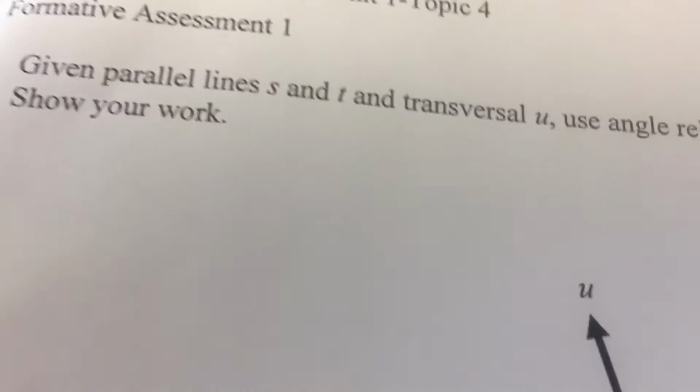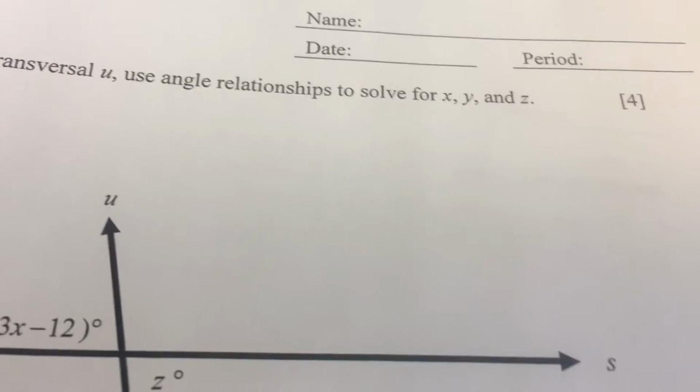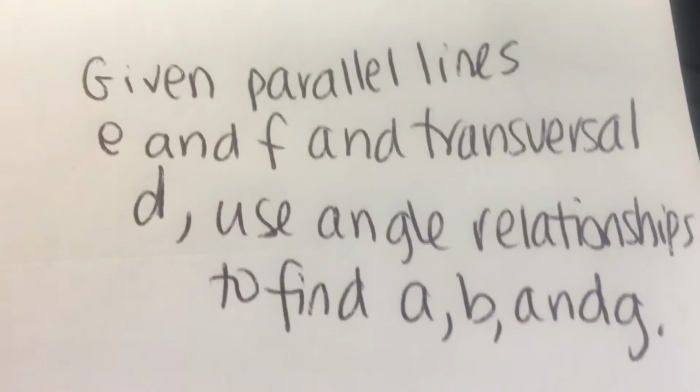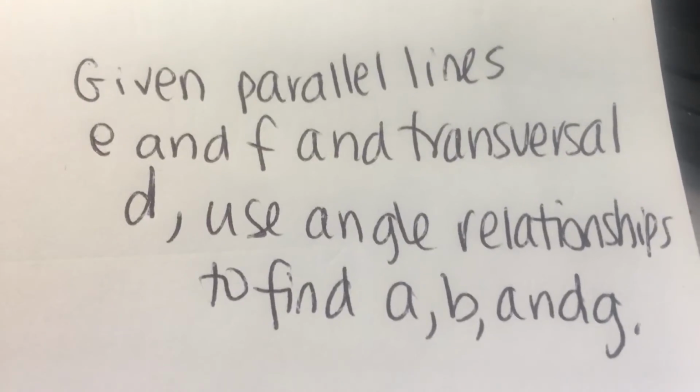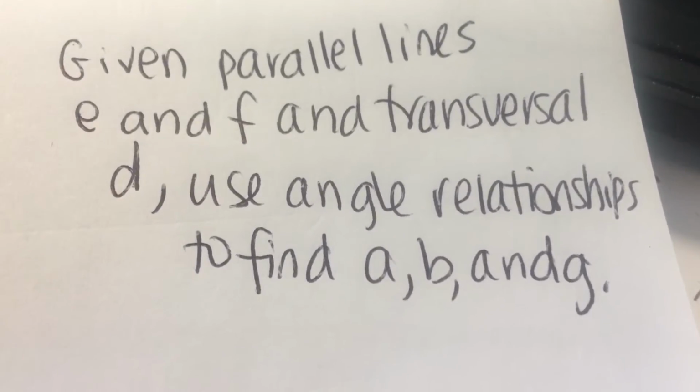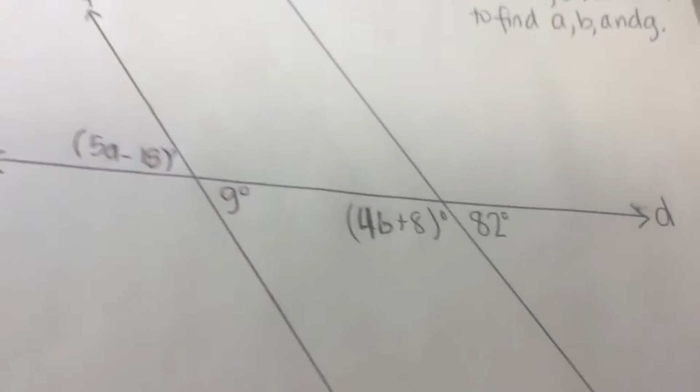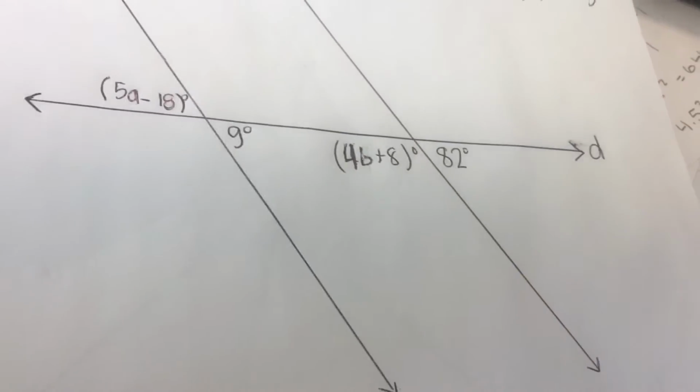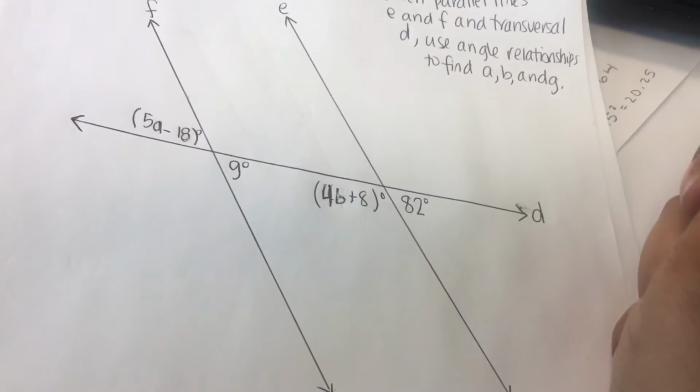I'm starting backwards, starting with this question, since most of you messed up on it. You see how it's written: given parallel lines S and T, and transversal U, use angle relationships. So I made up my own question. Given parallel lines E and F, and transversal D, use angle relationships to find A, B, and G, in this example here. If you want to write down this picture before I get started.